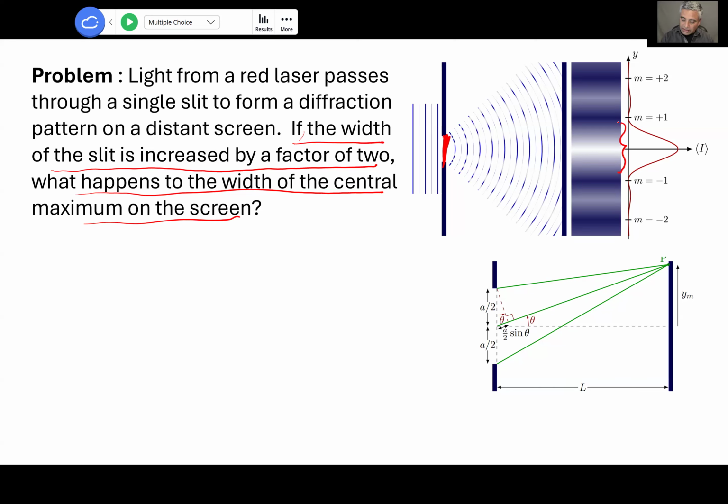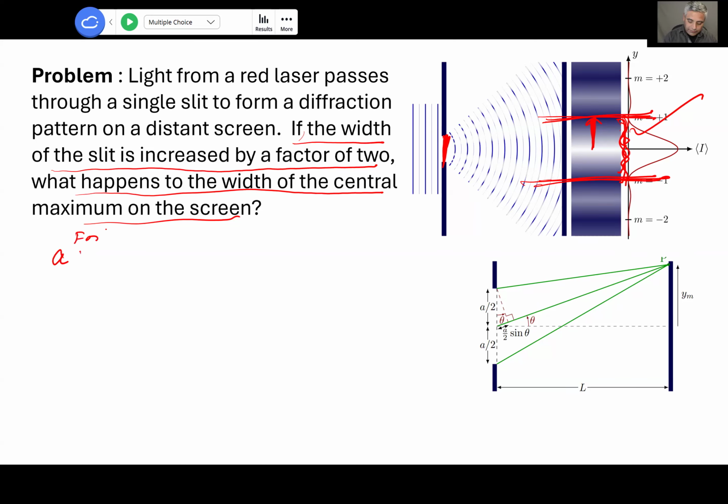So here, you see that? So the central maxima is the distance between two minimas. So that means if this distance here increases, that means we say, okay, the width of this one also increased. Width of the central maxima also increased, and so on. So if the width of the slit is increased by a factor of 2, so we have this.